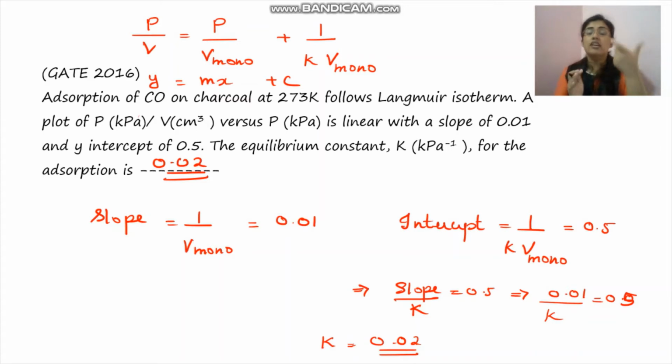We just have to write the equation. We should be knowing this equation. From the equation, I can find the slope and intercept, substitute the values from the question, and upon rearranging, I can find my k to be 0.02 here.